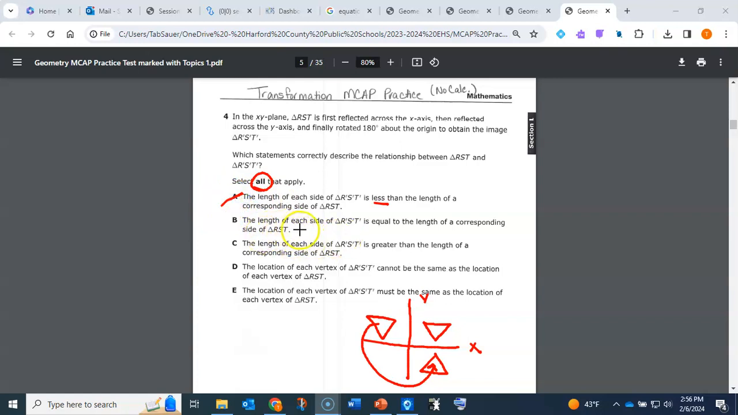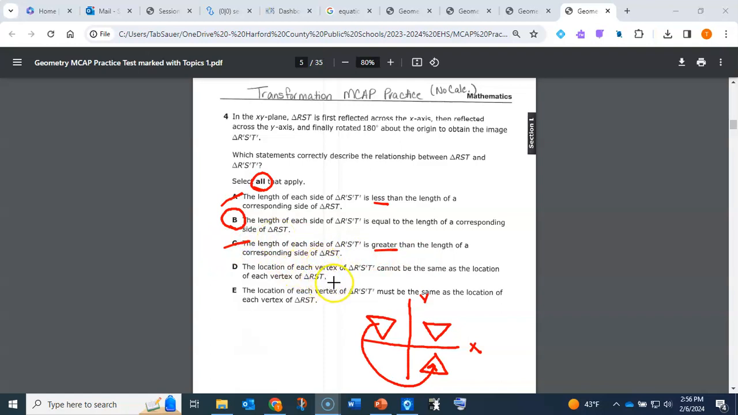B states the length of each side of R prime, S prime, T prime is equal to the length of its corresponding side in triangle RST. That is true since there was no size change. C, the length of each side of R prime, S prime, T prime is greater than the length of the corresponding side of RST. We said there was no size change, so that's out.